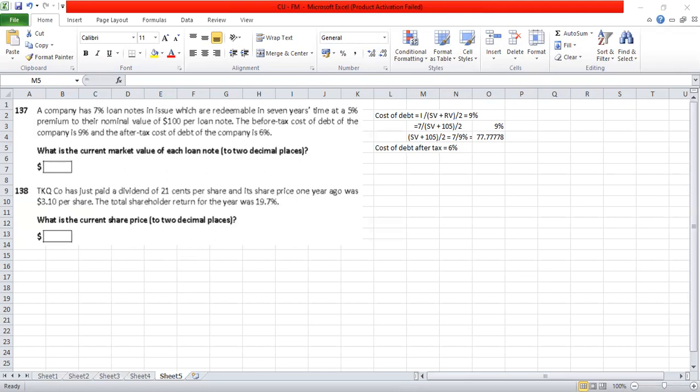Ma'am, SV is 50.55. You got the value 50.55? Yes, ma'am. SP is equal to 50.55.